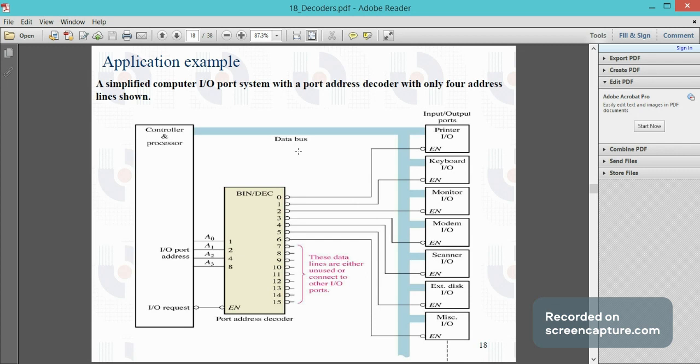Also, the most important thing is the microprocessor. The data is given and travels through the data bus, and the address comes through this port, and all the data is transferred one by one to the data bus. So I hope you can understand.